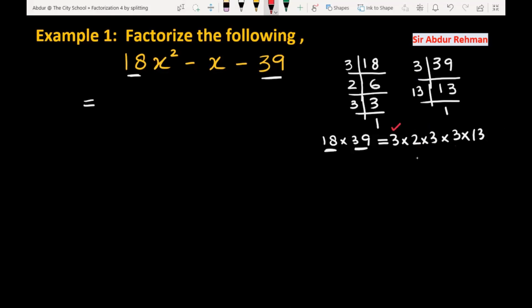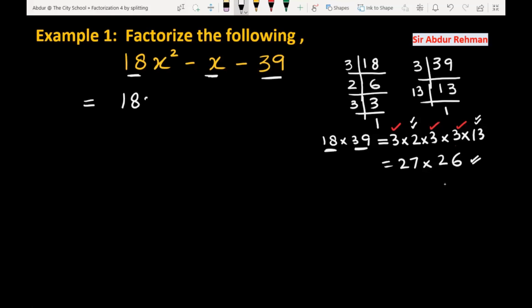We can take 3, 3, 3. So the result is 3 times 3 is 9, times 3 is 27. Now taking 2, and the remaining is 13. 2 times 13 is 26. Now the check: 27 plus 26 is more than 1, but 27 minus 26 is 1 here. So these are the correct factors for the middle term 1 here.